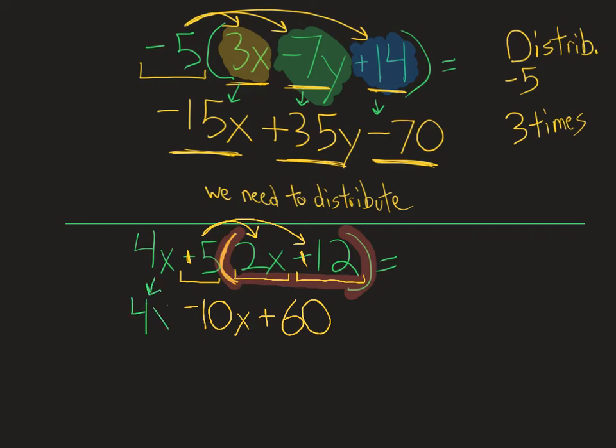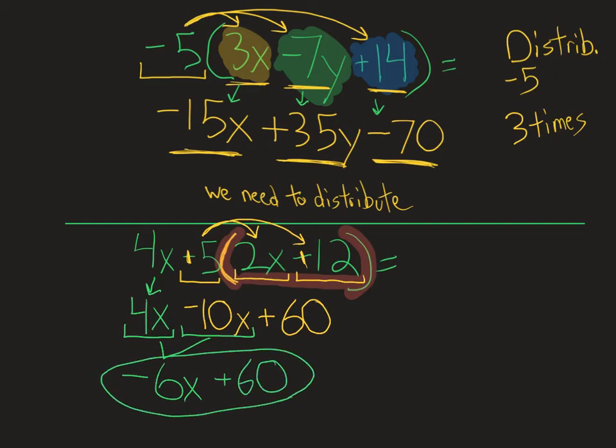We didn't use him yet. And we couldn't combine the 4x with any of the other stuff because it was locked up. Now that we've distributed, we broke everybody out of parenthesis prison, and now we can finish. Now I can combine those like terms, 4x and negative 10x. Gives us our negative 6x plus 60. There are no other like terms.